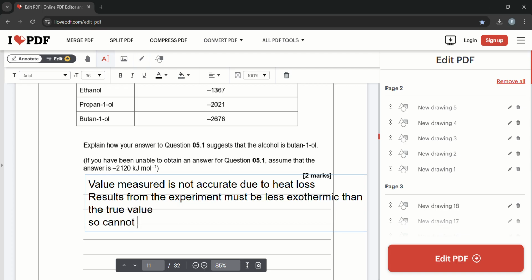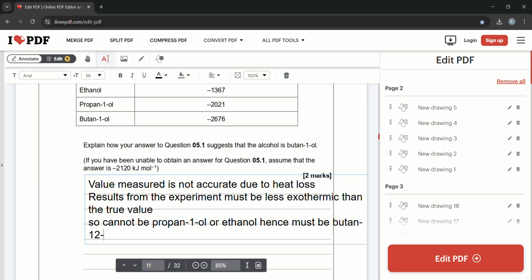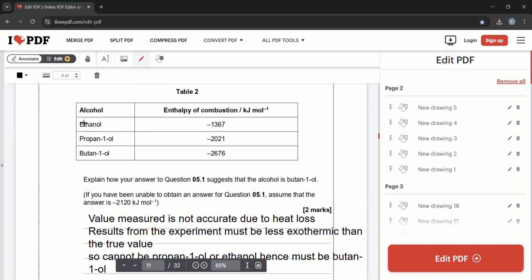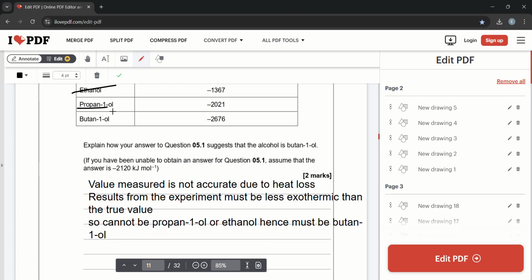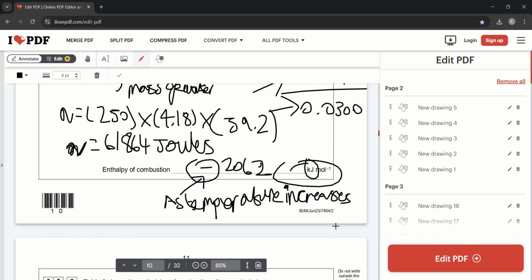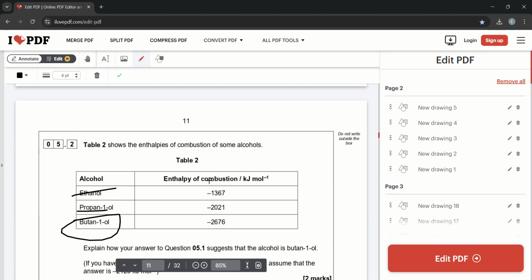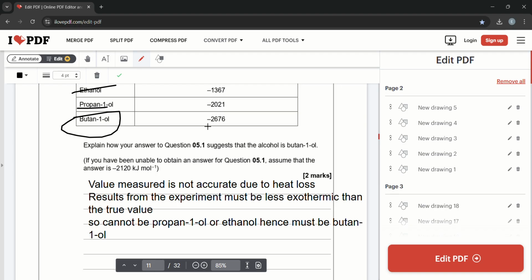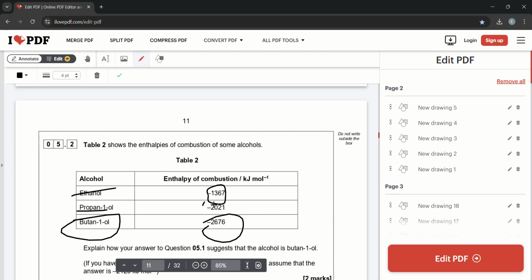So it cannot be propanol or ethanol. Hence it must be butanol, because we only have 3 alcohols in this table. If it's not ethanol and it's not propanol, then it must be butanol, because the results from the experiment must be less exothermic than the true value. Minus 2062. Which one is less exothermic than the true value? This one. But these are more exothermic.